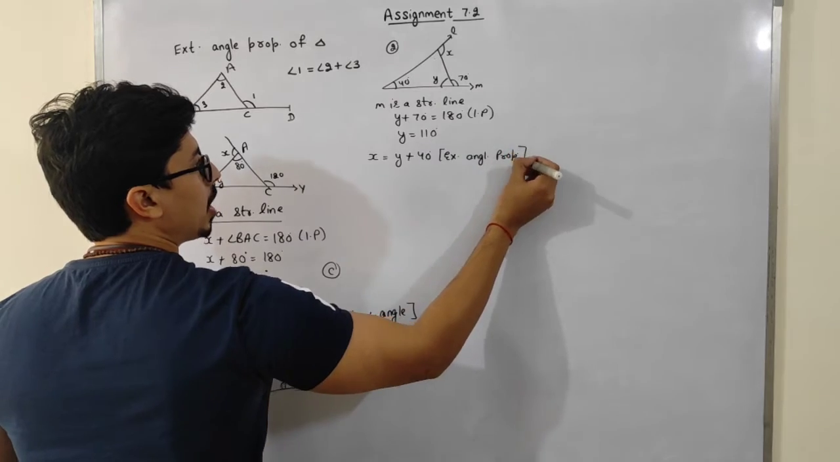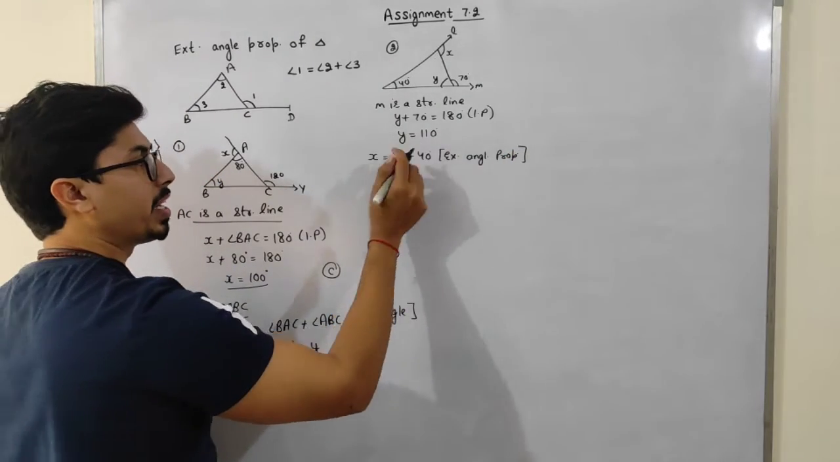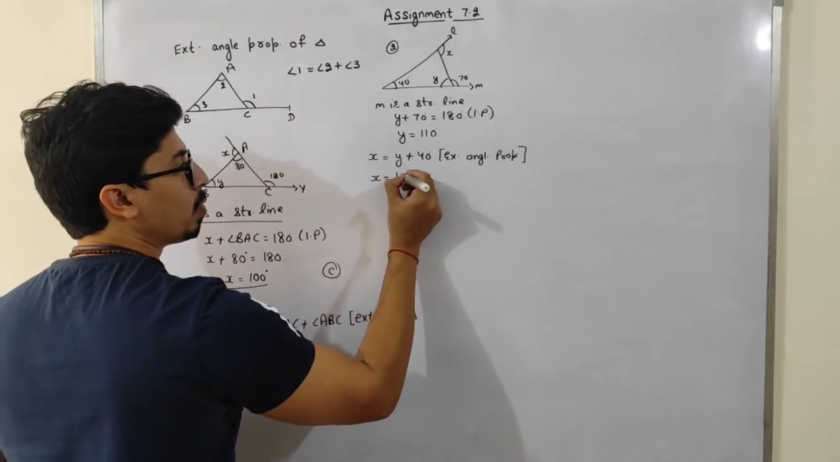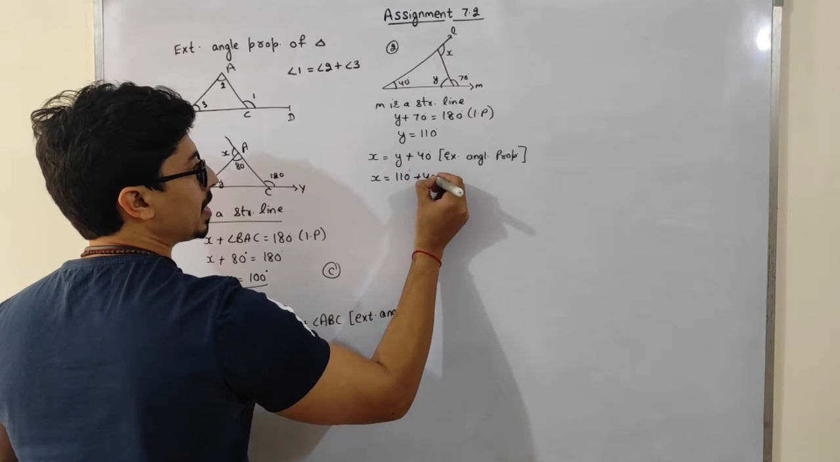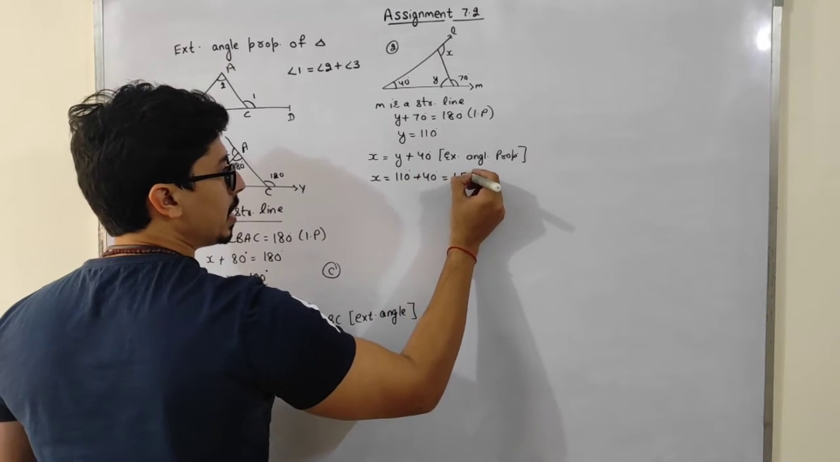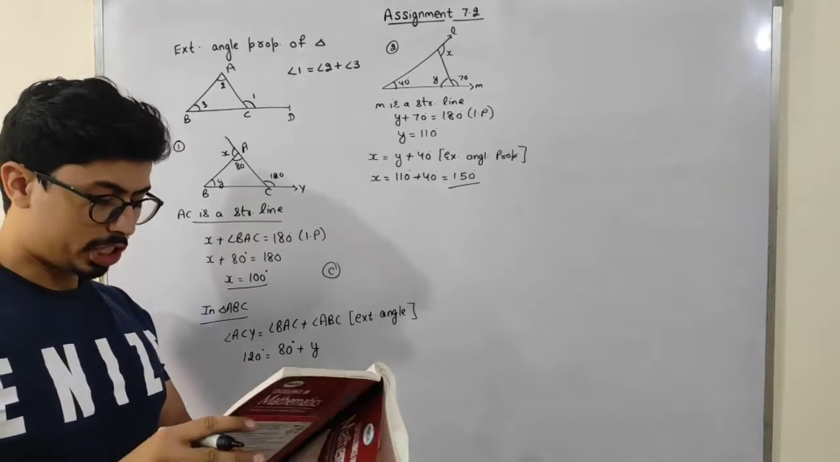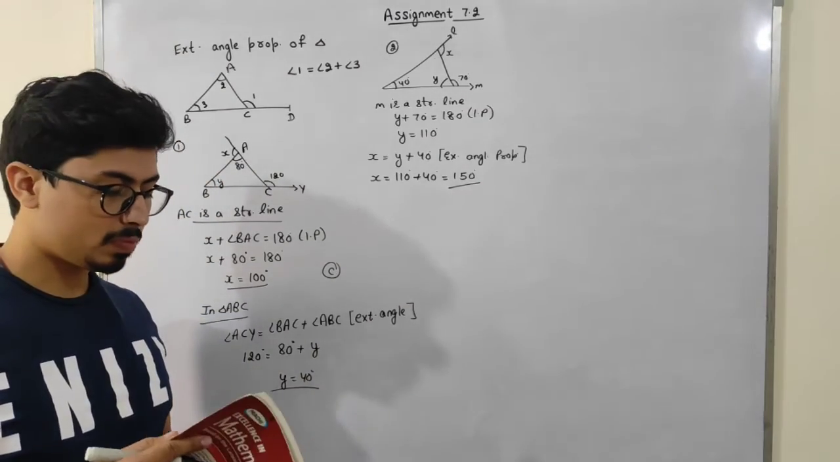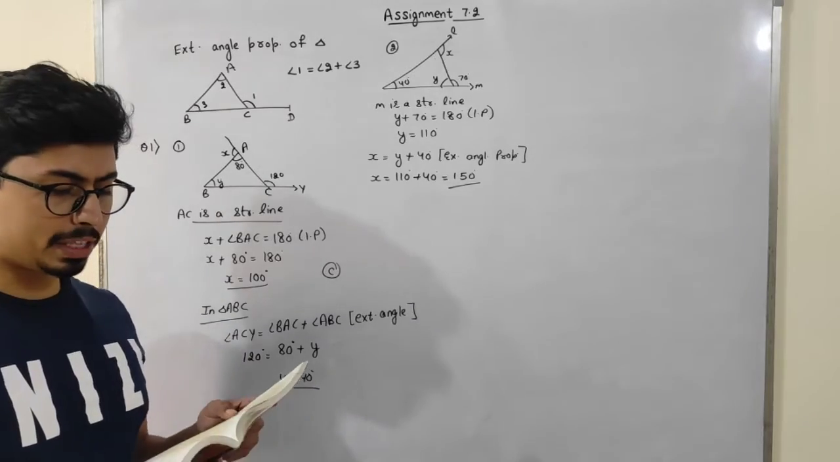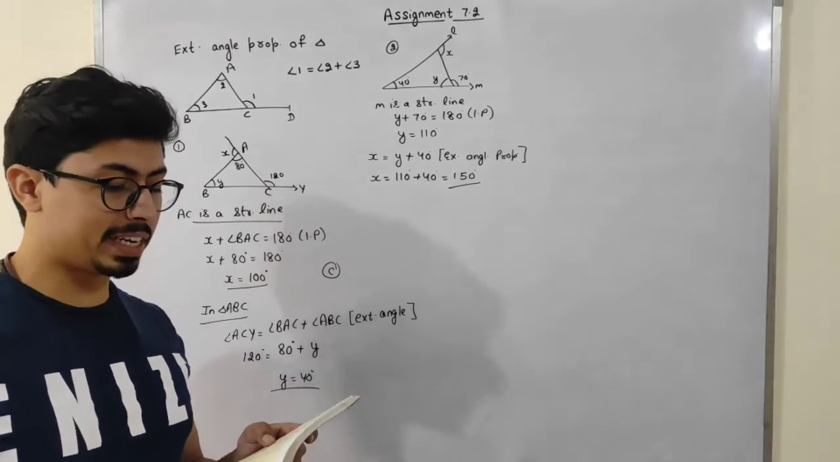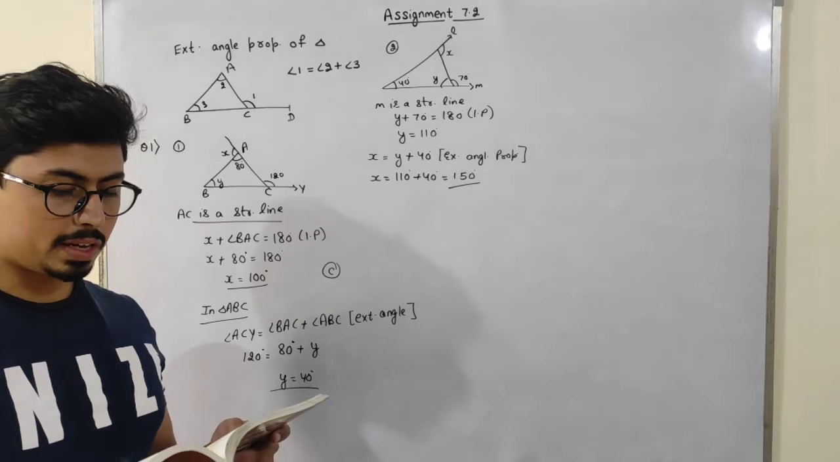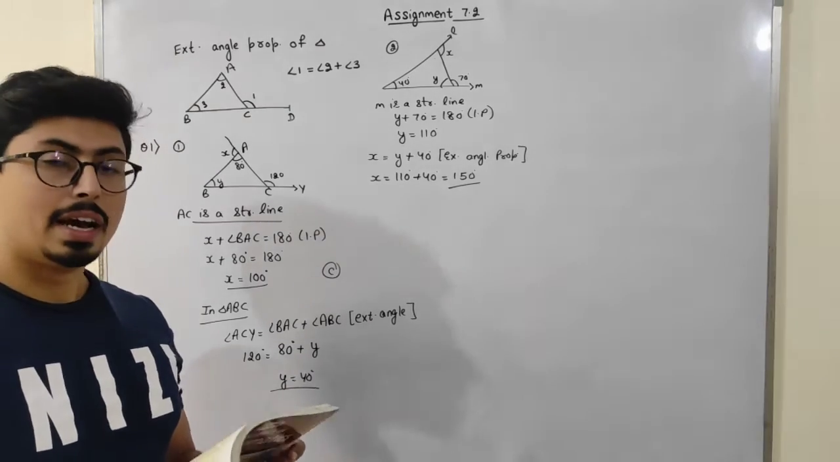Okay. Now y we know, students, y is 110. So x is equal to 110 plus 40, that is 150 degrees. This is my required answer. Okay, students, so this is our part number second. Now see part number third, students. Sorry, question number second.